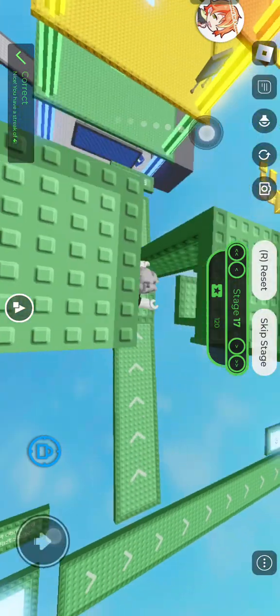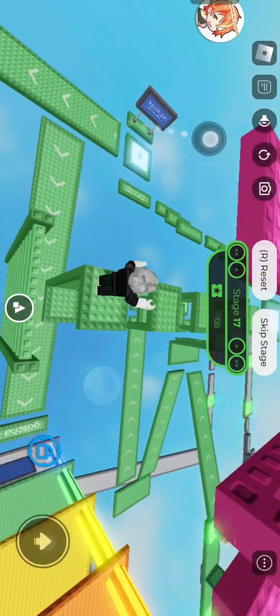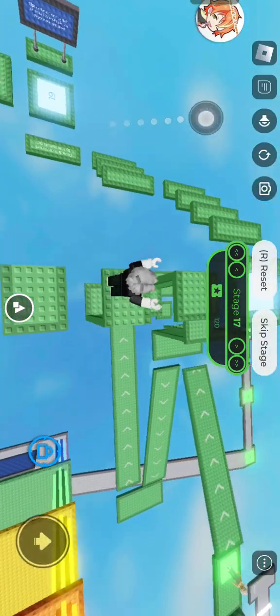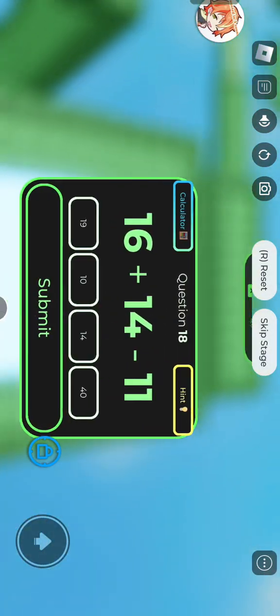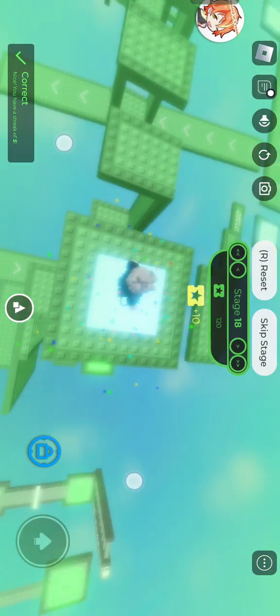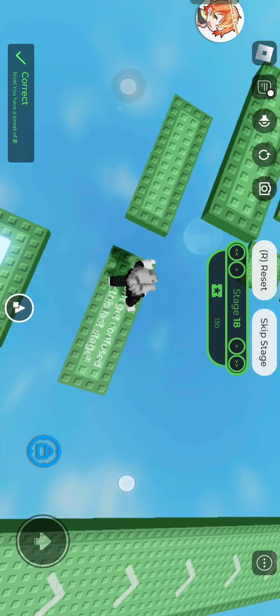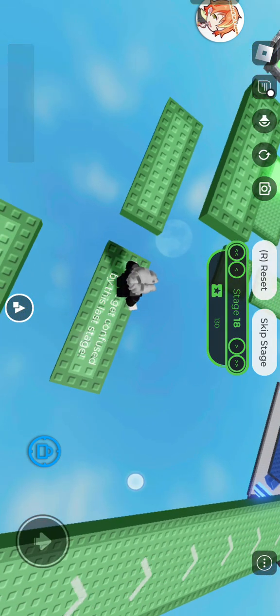Okay, this is kind of hard. It's not easy. Okay, this is 2 blocks ahead. 16 plus 14 minus 11. 1 plus 1, 2. So 6 plus 4. So that's gonna be 1. 6 plus 4, 10 minus 1, 15. Easy. Don't get confused by this last stage.